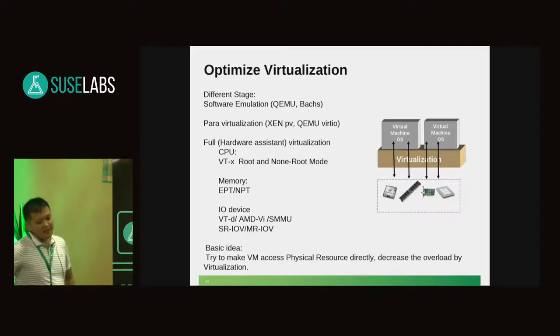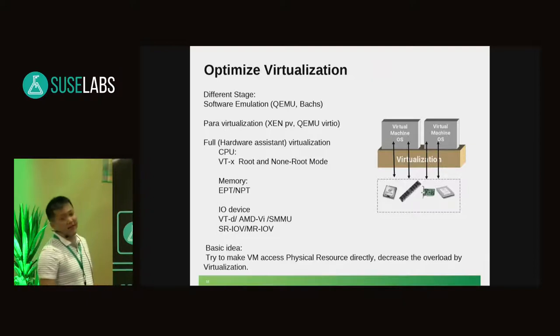Anyway, the basic idea is to try to make the VM access the physical side, the host, as short as possible. Try to avoid all the expensive operations there, like VM exit, page fault, TLB miss, all that kind of thing. And for other things like interrupts, try to make them as few as possible. And that's also used for today's topic, the GPU part.